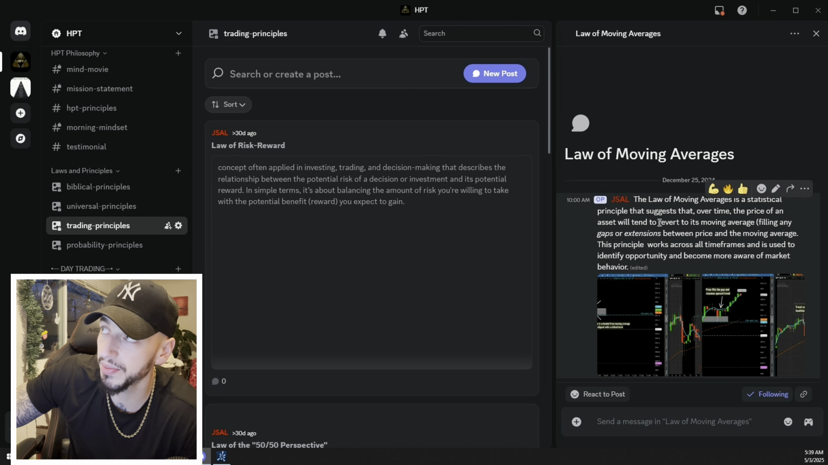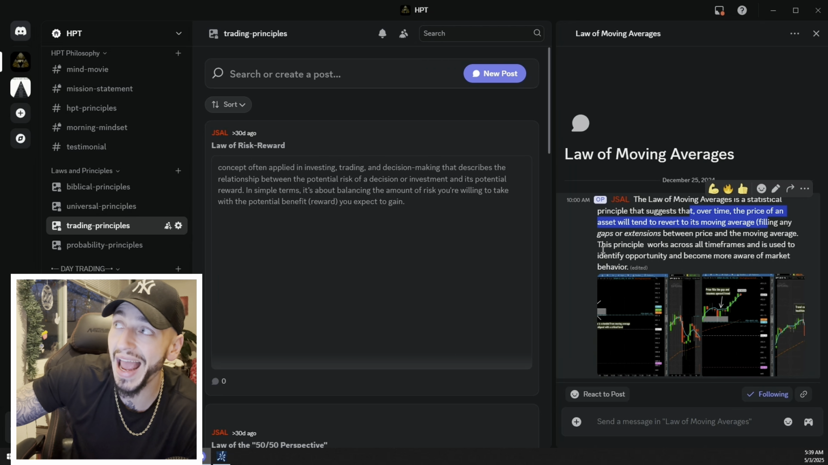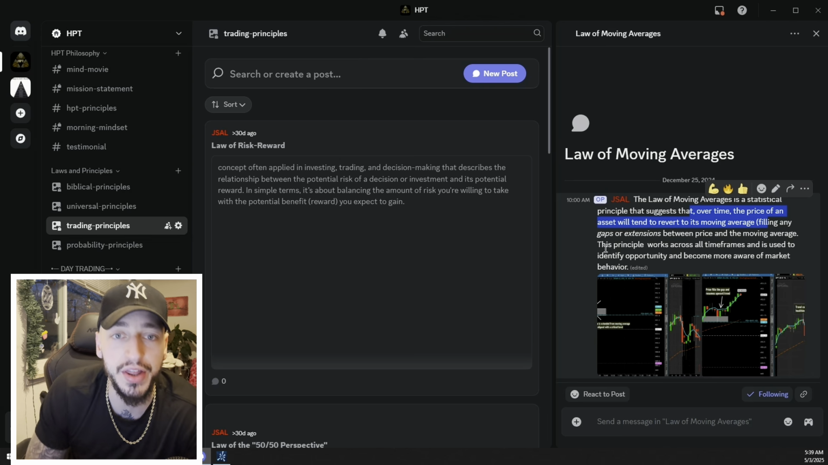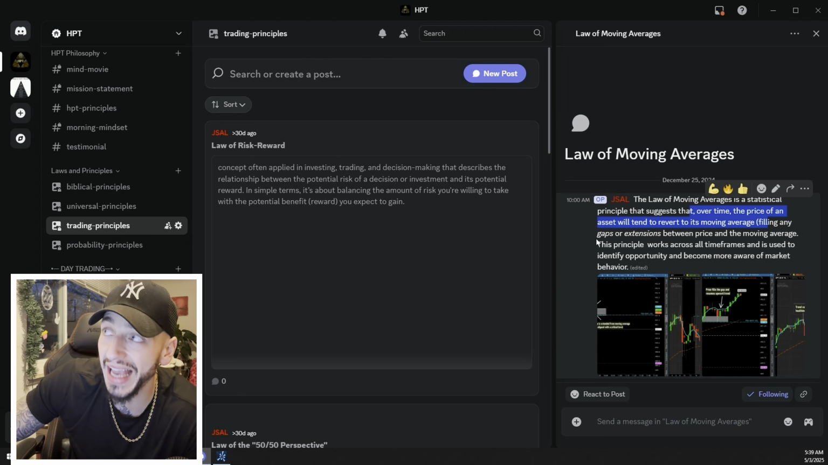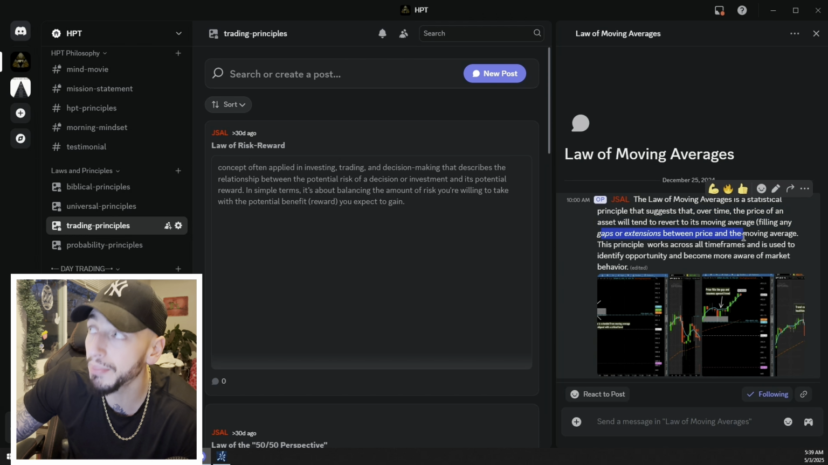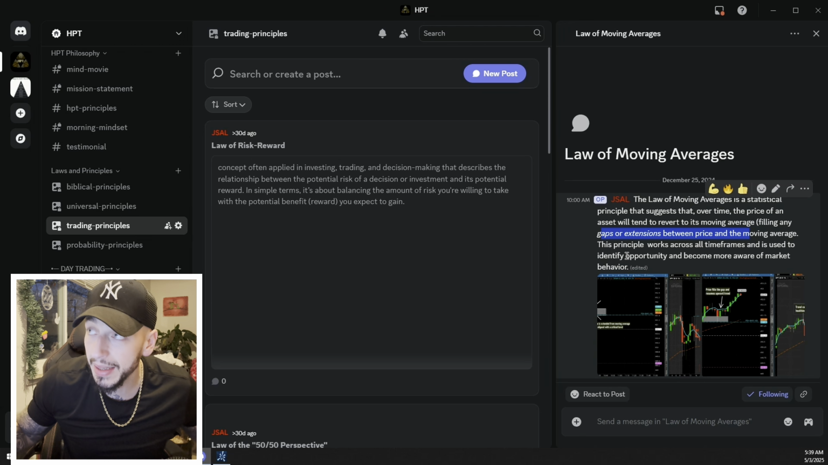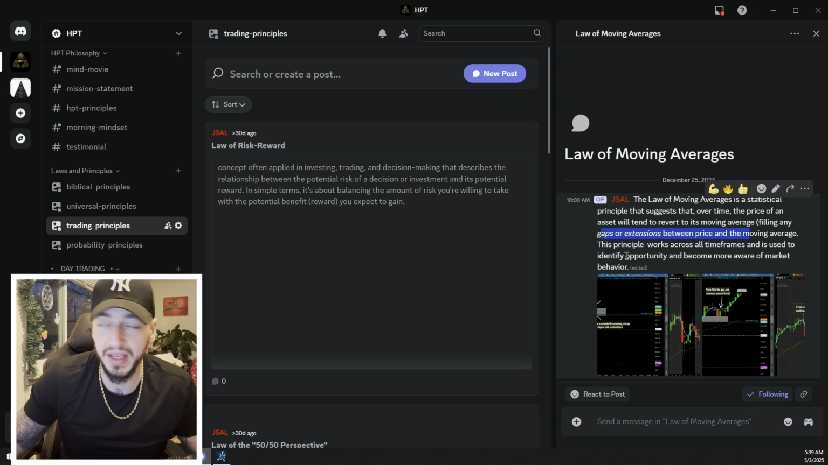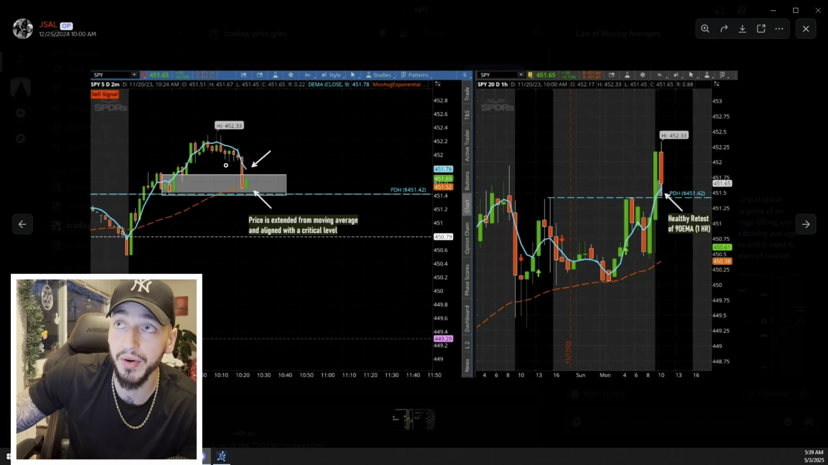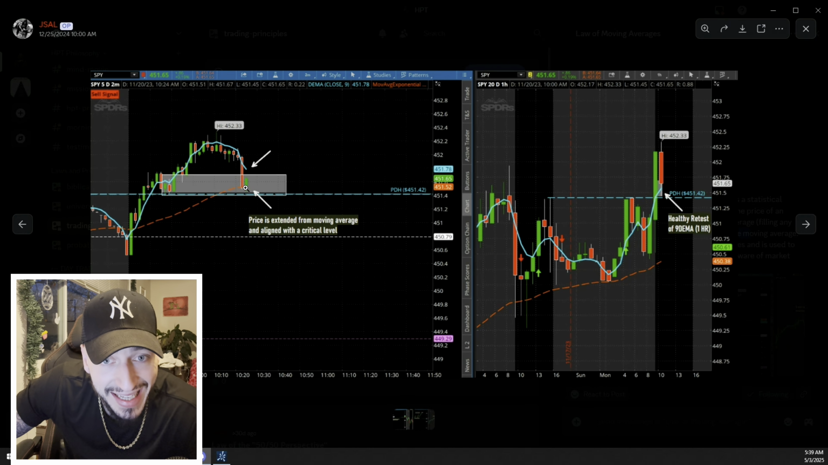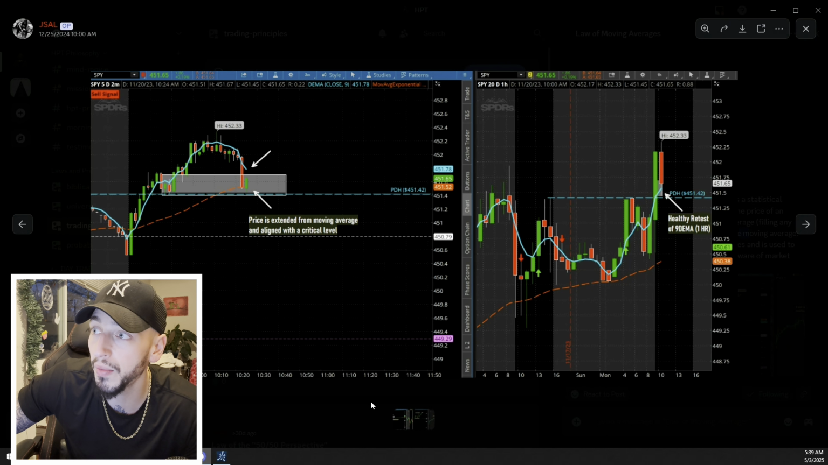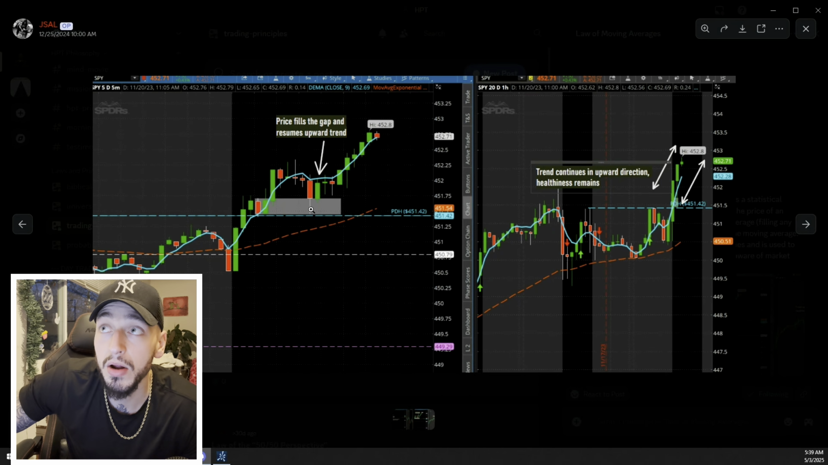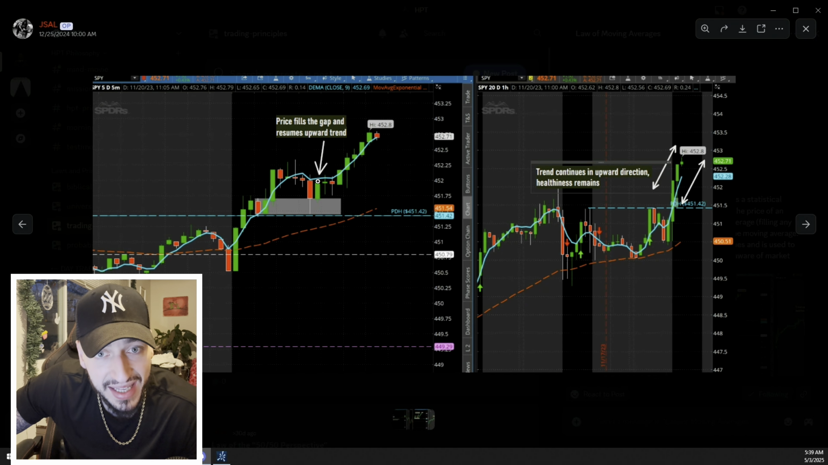The moving average principle is a statistical principle that suggests that over time, the price of an asset will revert back to the moving average, okay? Filling any gaps or extensions between price and the moving average. This principle works across all time frames and is used to identify and become more aware of market behavior, right? Where's the example right here? Notice price gets extended from the 9, and then what happens on the next slide? Price rallies back up into the 9, okay?